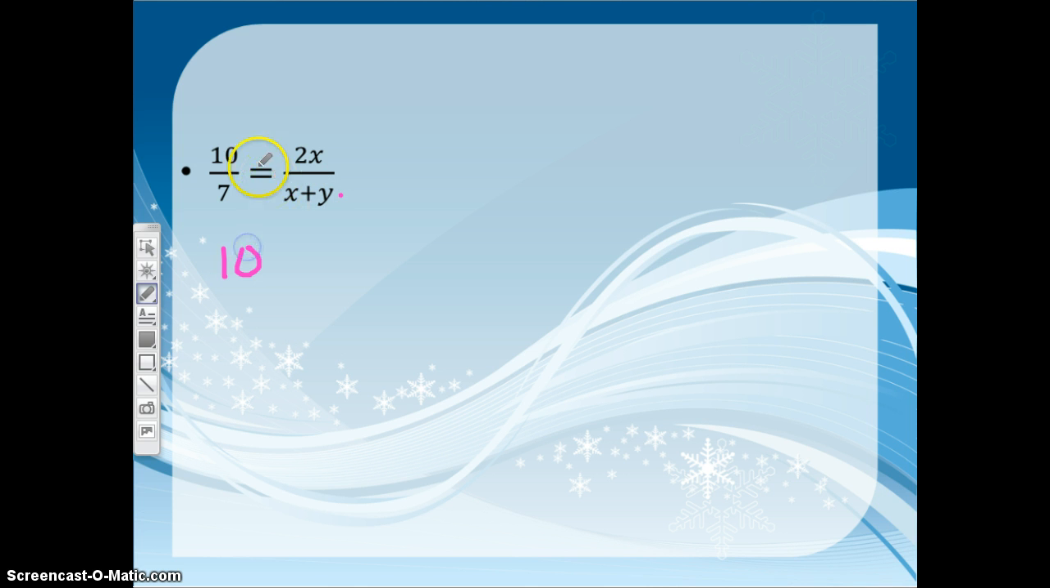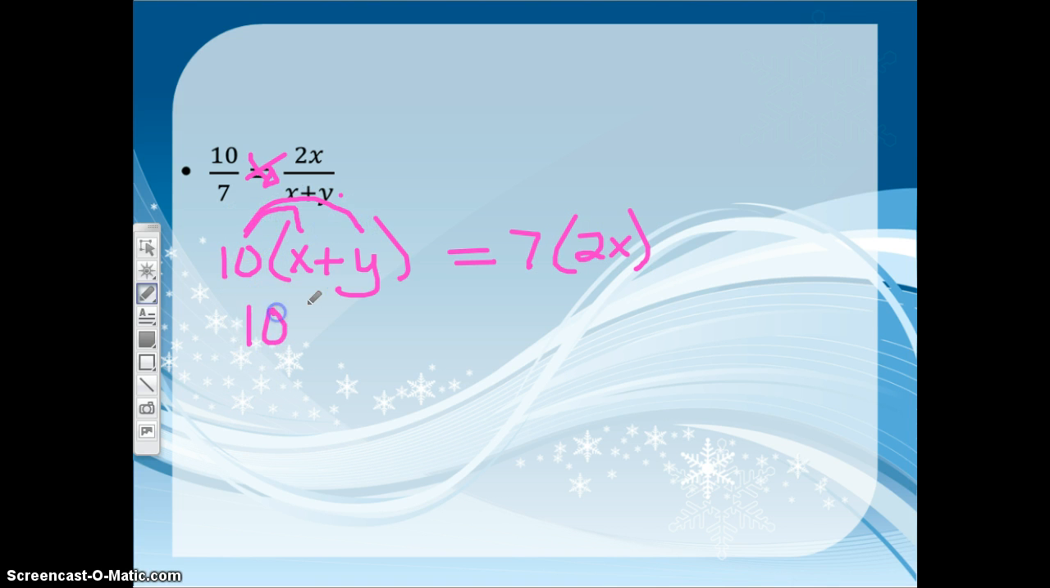Here we have the messy part in the denominator. Same rules apply. Cross multiply using the distributive property. So put everything that was in the denominator in a little parentheses. Cross multiply the other side. Distribute to each member. So we have 10 times x plus 10 times y. 7 times 2x gives us 14x.